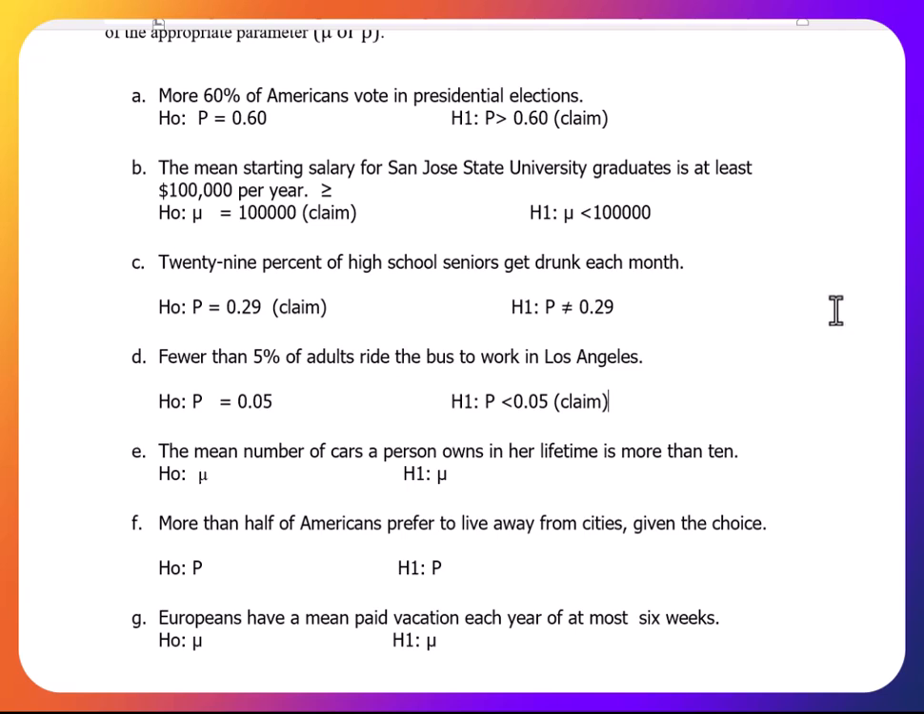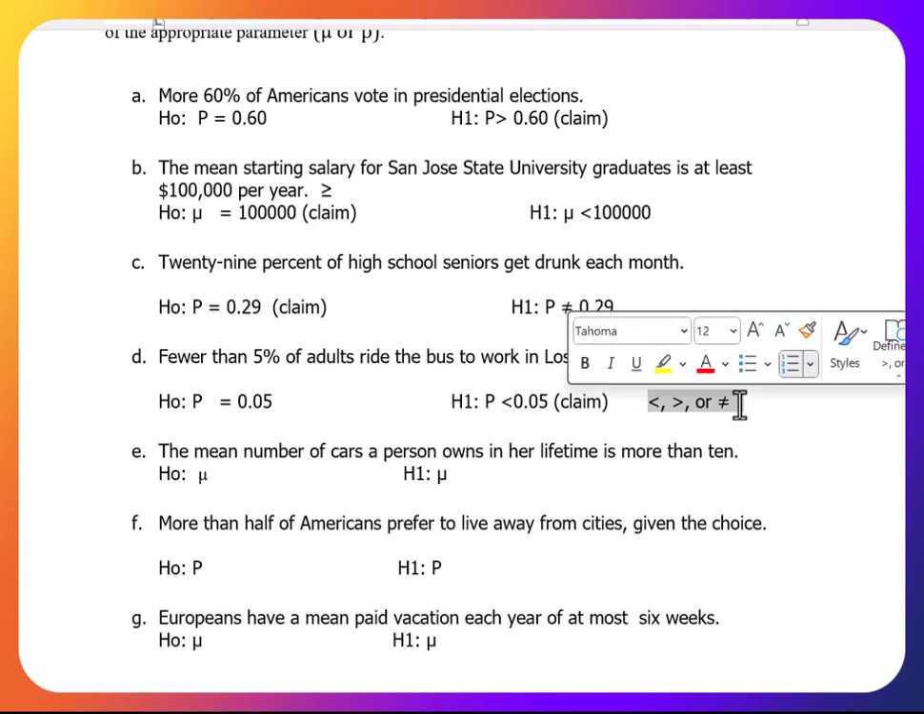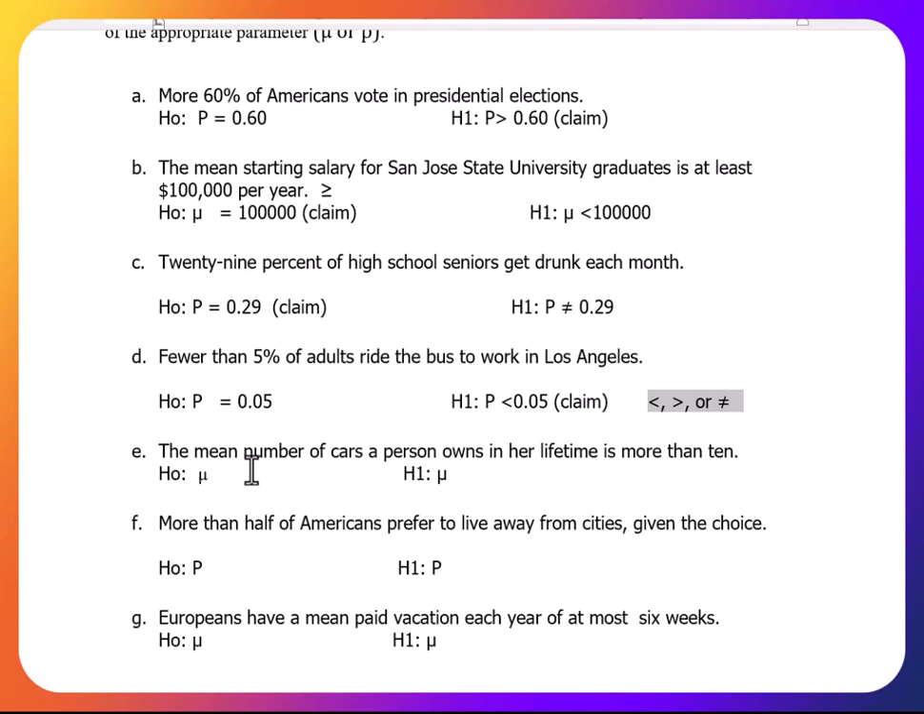So what goes in the alternative hypothesis? These are the signs that go into the alternative: less than, greater than, or the not equal. These are for the alternative hypothesis. What goes in the null? The equal sign only. The mean number of cars a person owns in her life is more than 10.